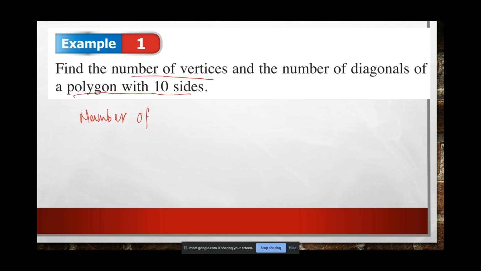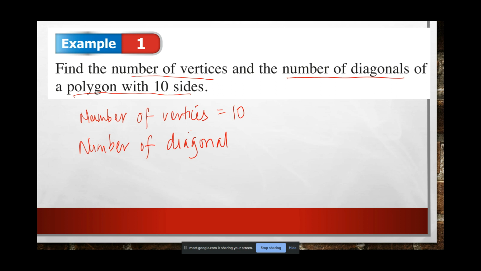Now, the next thing, we need to find the number of diagonals. So remember the formula on how to find the diagonal? N times N minus 3. Yes, very good. N times N minus 3, after that, over 2. So we are going to apply this. How much is the N? 10. So 10 times 10 minus 3, over 2.